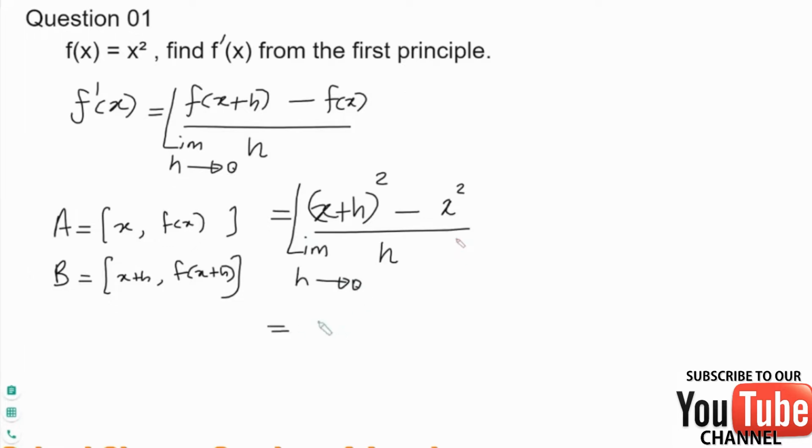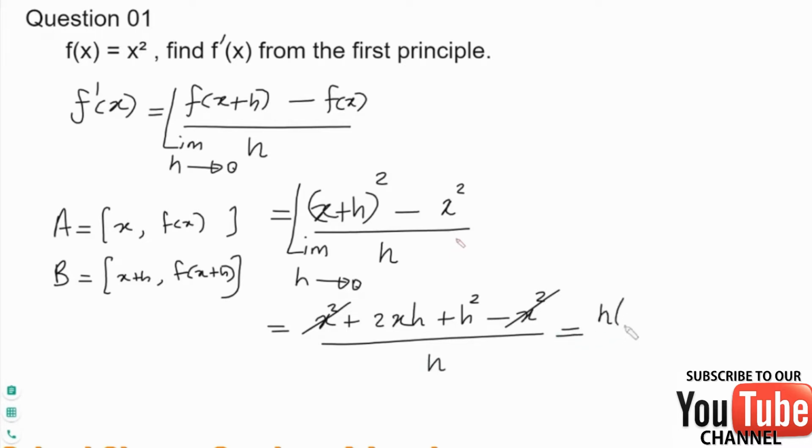So now you're going to expand that one. x squared, you know how to expand this one: x squared plus 2xh plus h squared minus x squared over h. So x squared and minus x squared cancelled, right? Now I'm going to factorize h out. So I'm going to end up with h times (2x plus h) over h. Now this h and h cancelled.